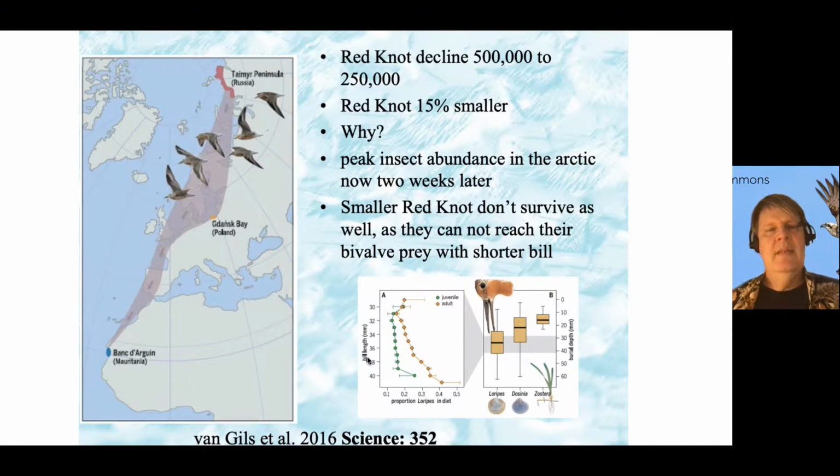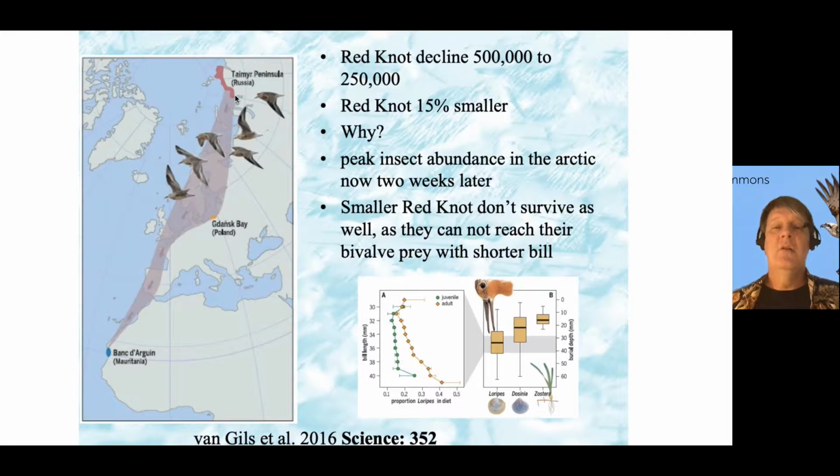Well, it relates to the timing of events, or phenology. So the red knot is hardwired to migrate every year at the same time. It's using the position of the sun and the moon and the stars as a calendar and as a clock. And based on that celestial calendar, it migrates every year at the same time. And it keeps rocking up in northern Russia at the same time.